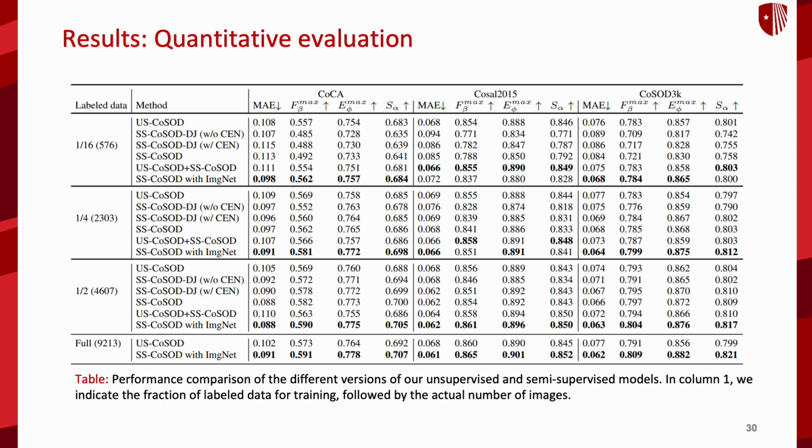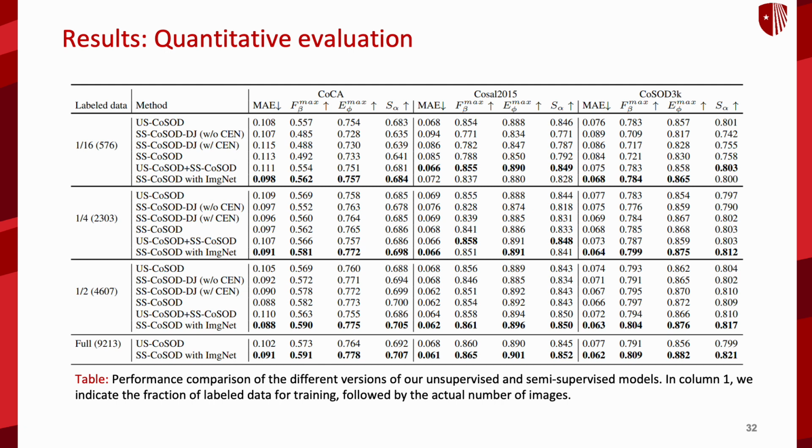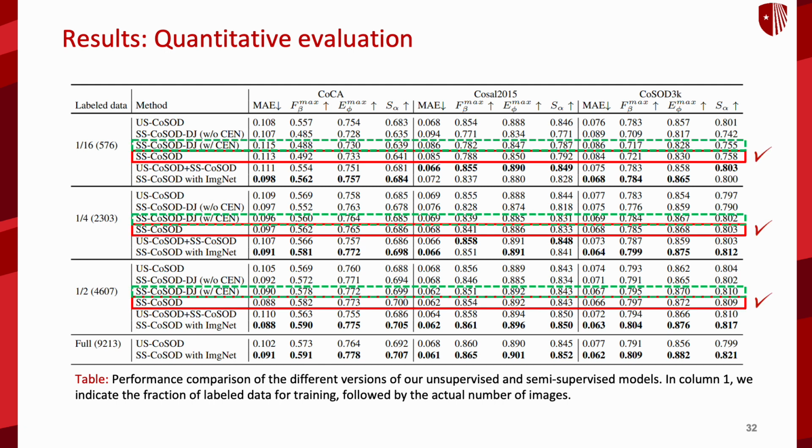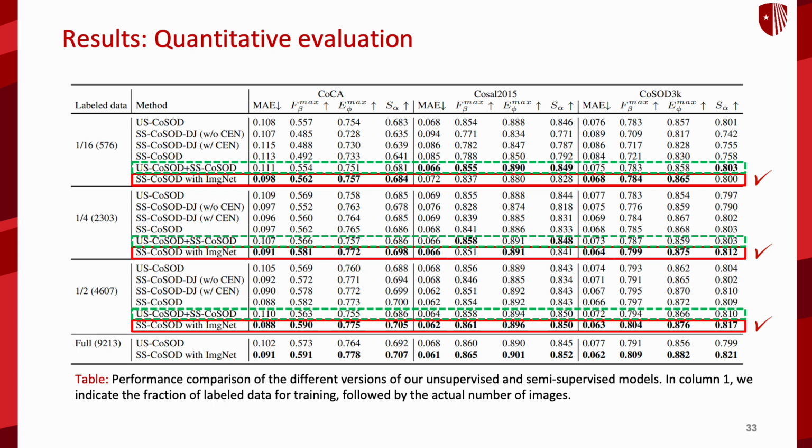Here, we compare the performance of different versions of our SS-CoSOD models using different proportions of labeled data. We observe a consistent improvement in SS-CoSOD performance when the reliability scores from the CEN module are used to modulate the unsupervised loss. Joint unlabeled and labeled student training further leads to a small but consistent improvement. Here DJ indicates disjoint training. We further see a significant improvement in performance when the ImageNet 1K dataset is used for semi-supervised learning.